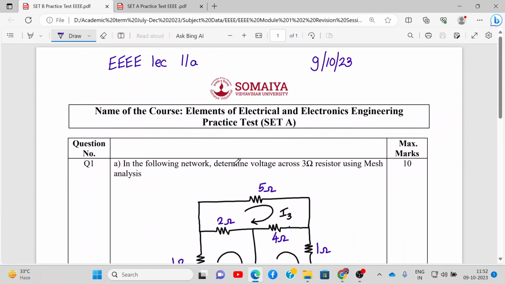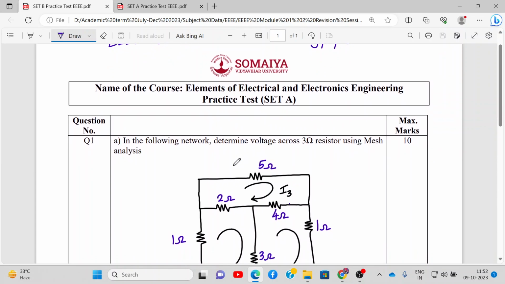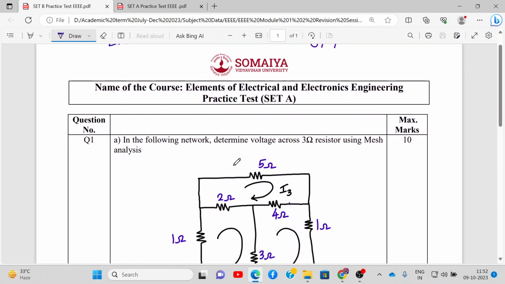Hello everyone, welcome to EEEE Lecture number 11A. Today we are going to solve some practice numericals. There are two sets, set A and B, and the syllabus is module number 1, that is DC circuits.